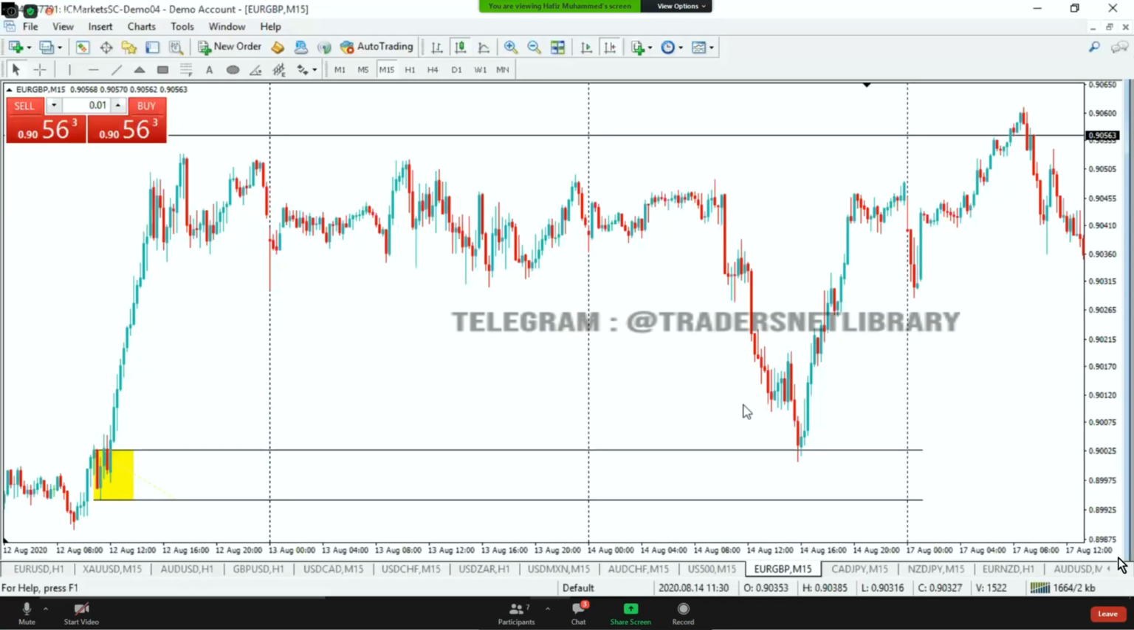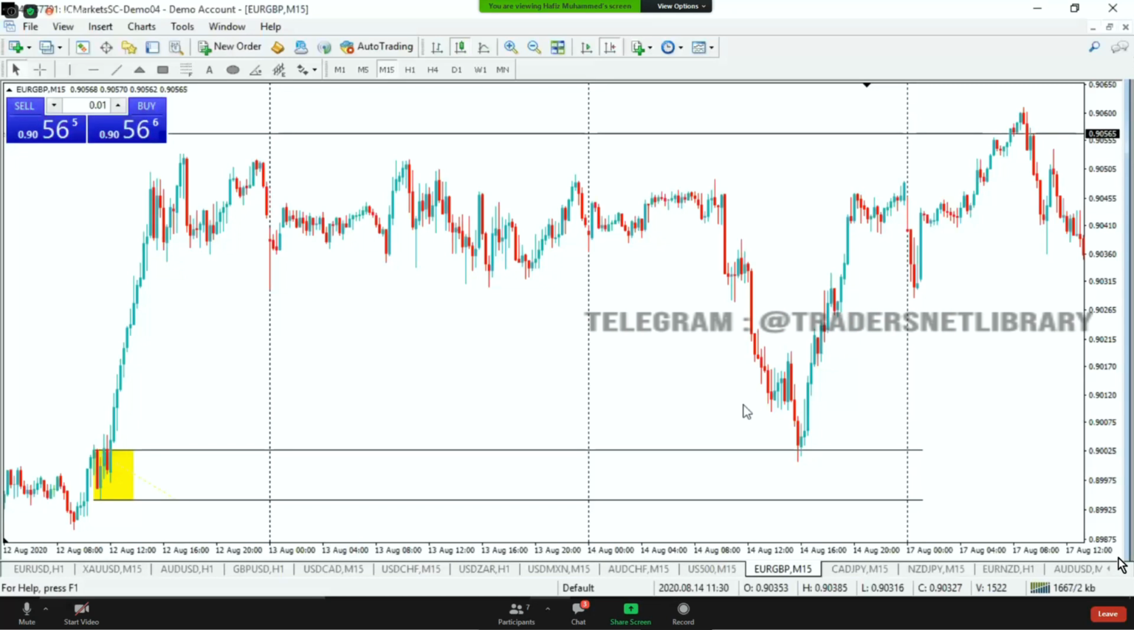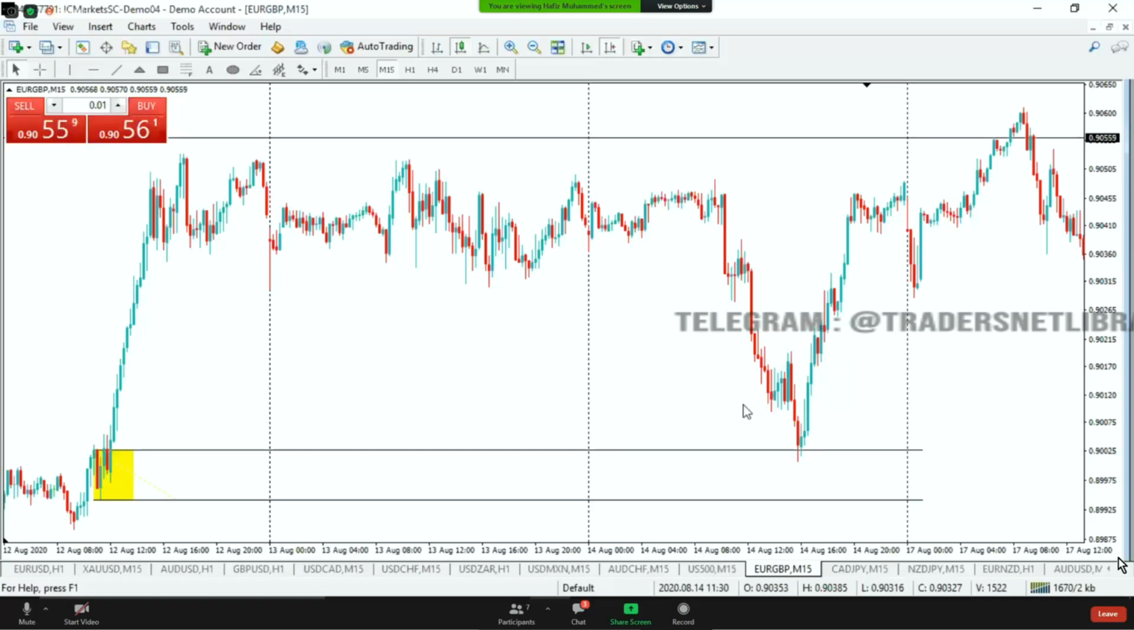So the imbalance we need to check on the M15 time frame or H1. You can decide to drill it down to reduce the risk to reward. If at all the H1 is offering a bigger risk, you can decide to drill it down to the M15 or even the M5.